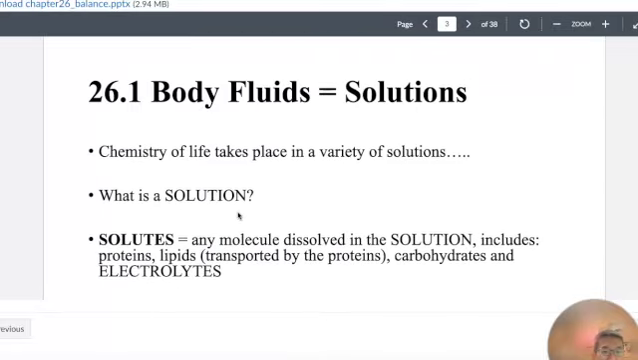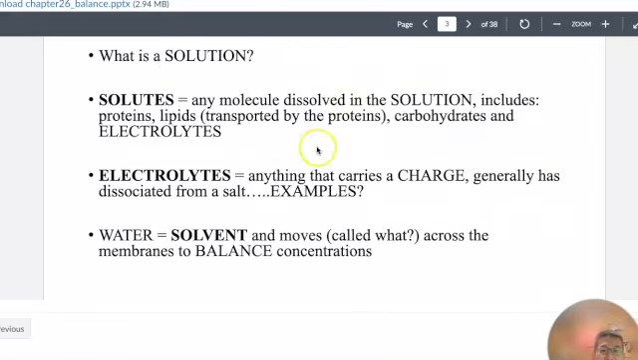So let's start with body fluids, or a solution. Let's start with solvent first. We've seen this in AP1 when we did osmosis. Water is called a universal solvent. It's the liquid form that you dissolve things into. A solute is any molecule that, once it's dissolved, makes a solution. The easiest example would be salt. Salt would be a solute that can be dissolved into a solvent.